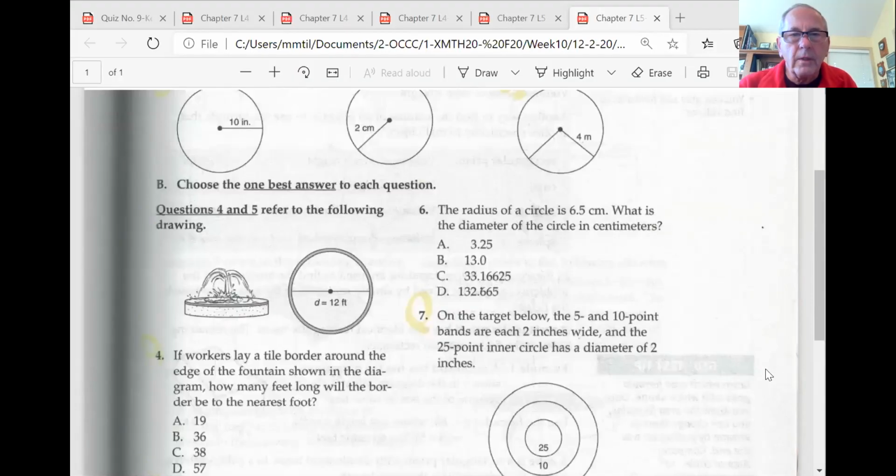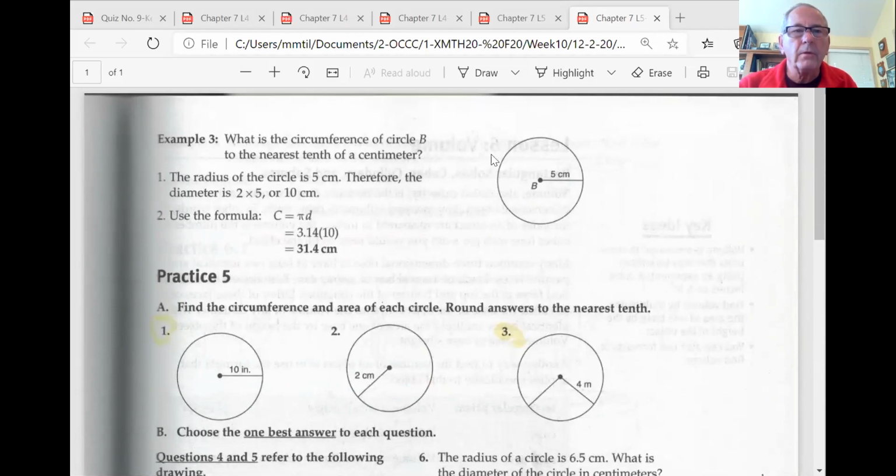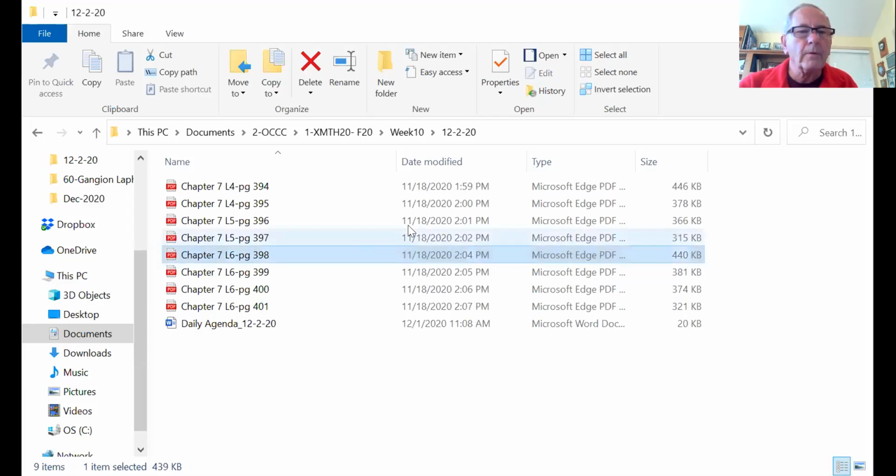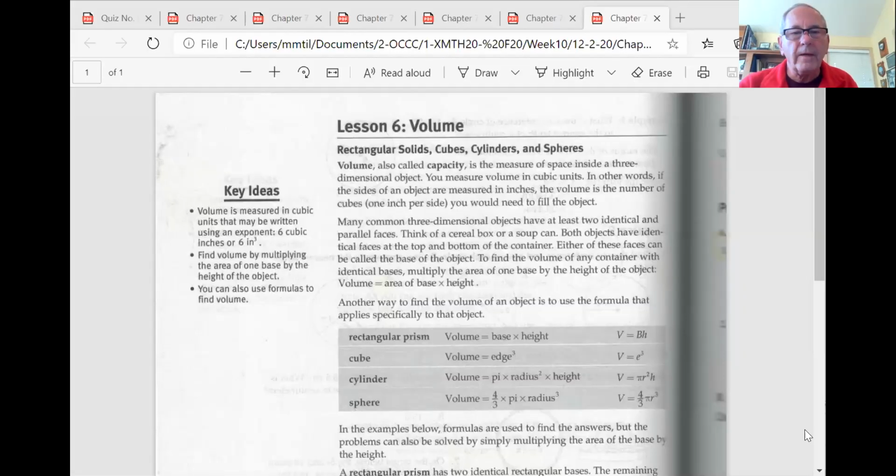And I think we'll go on to the next one. Let's just go on to the next page. Okay, stop sharing that. We'll go on to the next page. Now we're in lesson 6. Sharing that. Lesson 6. Okay, volume.